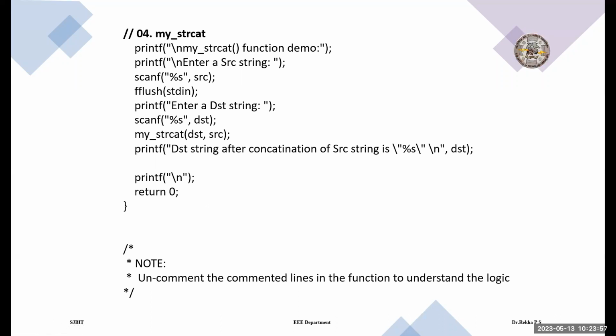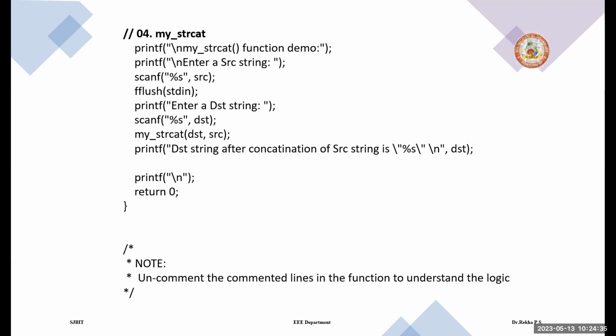Okay. See, my strcat function demo. First, I'm taking the source string. Whatever the user enters, when he gets this message, he will enter a string. That I'm storing in src. I'm flushing stdin using the flush function. So again, I'm asking the user to enter the destination string. I'm storing it in dst through the scanf function, that is the destination string.